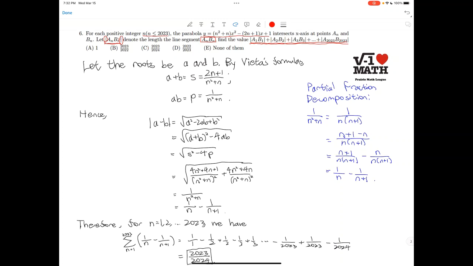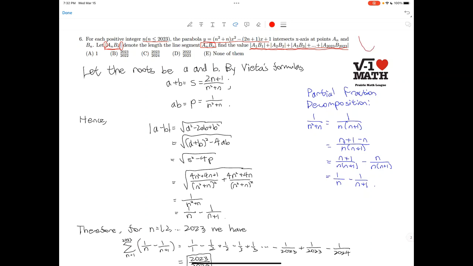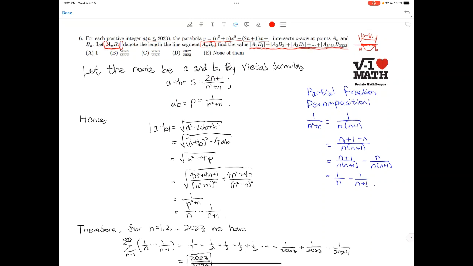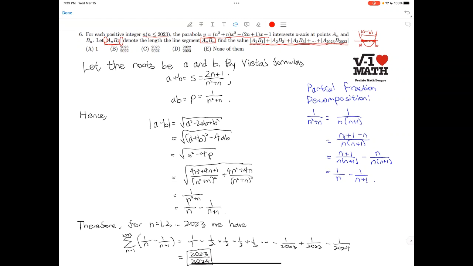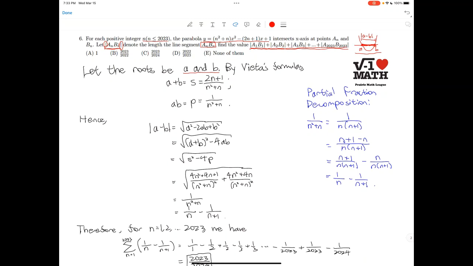Now, the first thing we can note is that if we have a parabola like this, the line segment is just the difference of roots. So if this has roots lowercase a and lowercase b, then this distance is the absolute value of a minus b, where a and b are not points, but just numbers. So for any n, we let the roots be a and b, as we saw here. Then we use Vieta's formulas to get the sum and product of these roots.